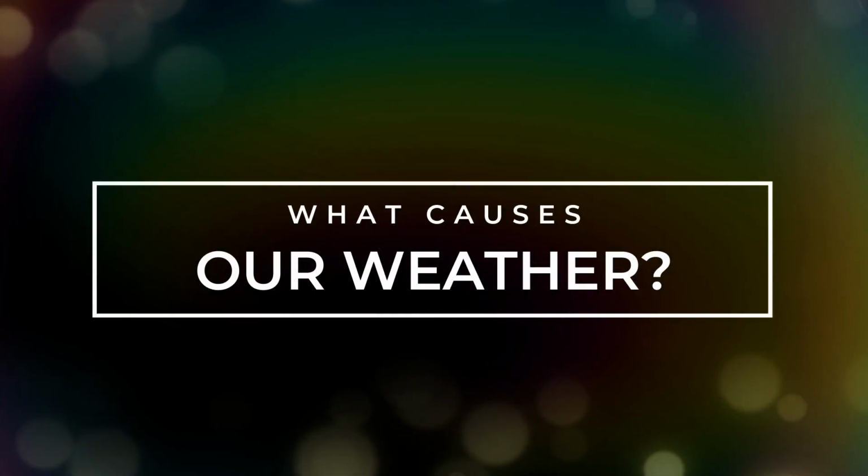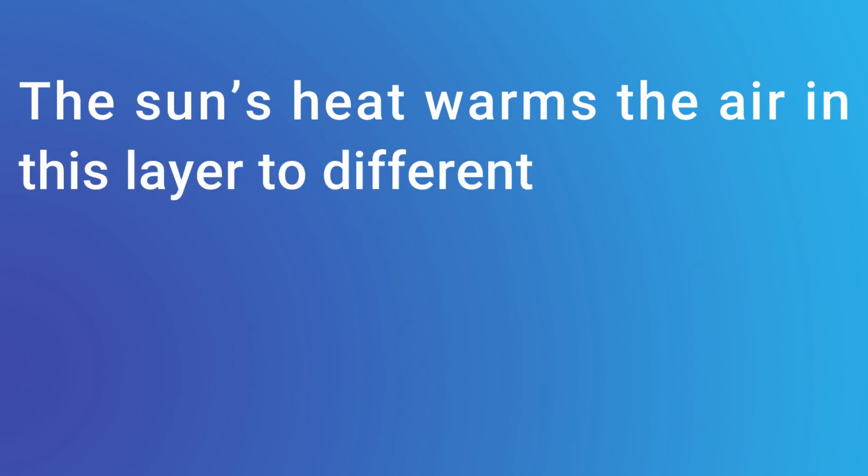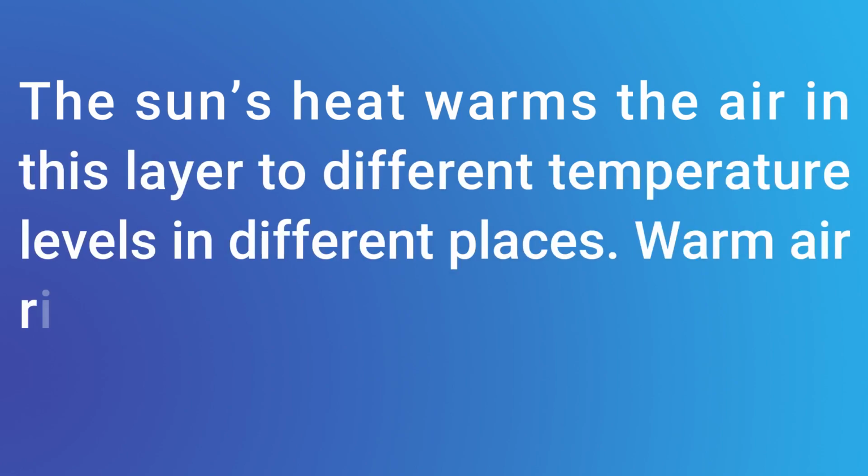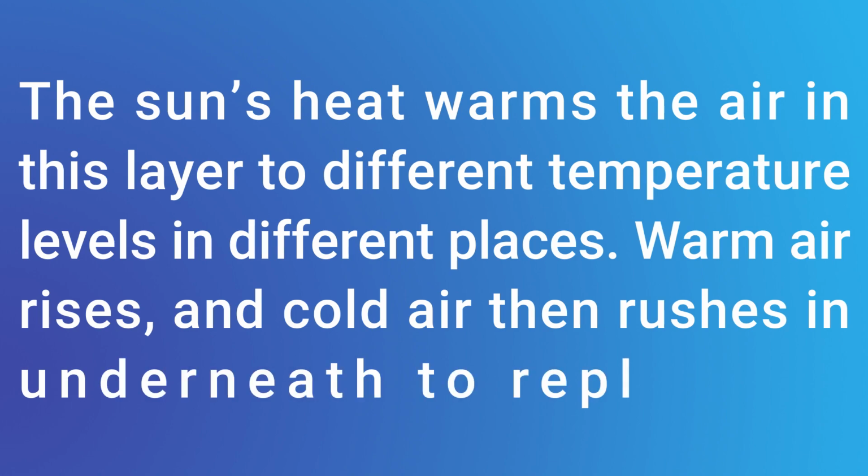Before knowing the components, let's know what causes our weather. Weather on Earth is caused by the heat from the sun and the movement of air. All the weather generally happens in the lower layer of the atmosphere known as the troposphere. The sun's heat warms the air in this layer to different temperature levels in different places. Warm air rises and cold air rushes in underneath to replace it. This movement of air is what we call the wind. Wind can bring changes in our weather, such as clear sunny skies or heavy rain.